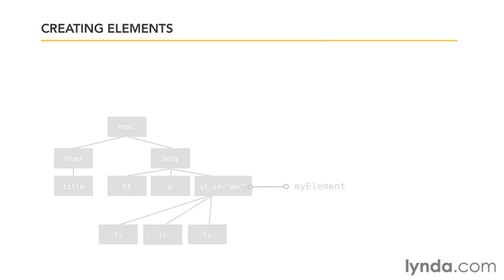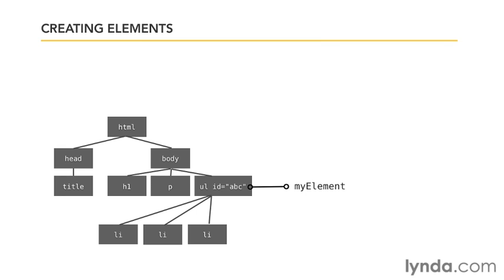If I imagine I've got a very simple HTML page and representing here as a set of DOM nodes, I can see that my body consists of three things: an H1 heading, a paragraph, and an unordered list with an ID of ABC. That unordered list has three list items underneath it. And I can imagine I've already used getElementById to create a variable called myElement that points to that unordered list. That will be important in a second.